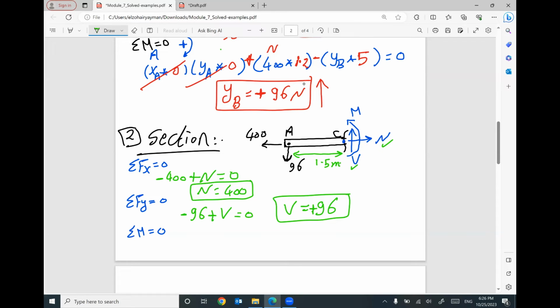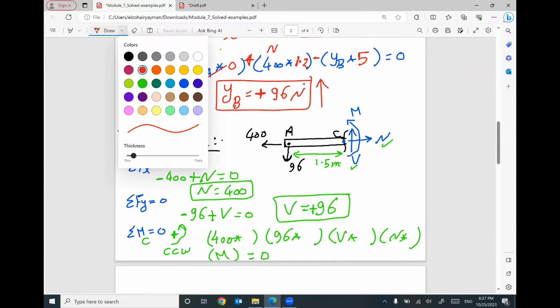Summation moment at any point equals 0. I do recommend taking moment at the cut, C. I'm going to assume, for example, counterclockwise is my positive. It's up to you. So 400 times distance, 96 times distance, V times distance, capital N times distance. Your capital moment M does not need distance, equals 0.